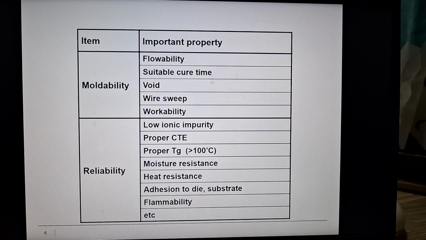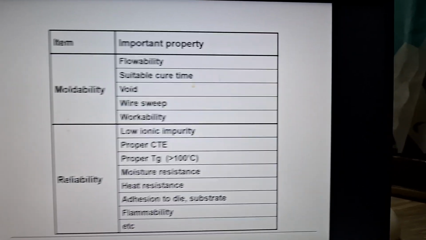And then you have this kind of CTE, or coefficient of thermal expansion. So when you have a proper CTE, then it matches with the different material interfaces.